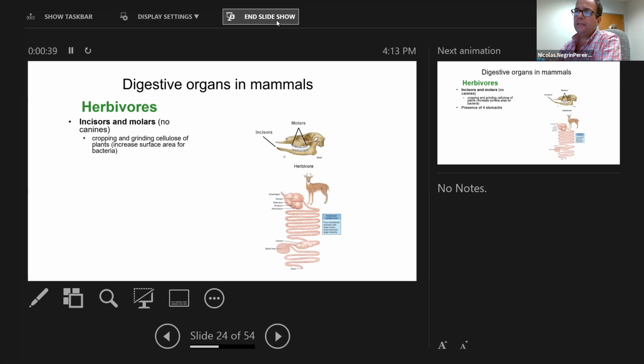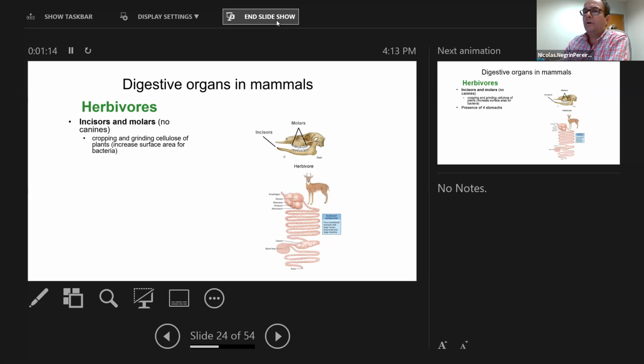So what they need are molars and premolars, which are the more important teeth for cropping and grinding the cellulose of plants, which is the main component of plant cell walls. Grinding that cellulose thoroughly increases the surface area for the bacteria to be able to digest the cellulose and hemicellulose and break it down through enzymes into glucose.